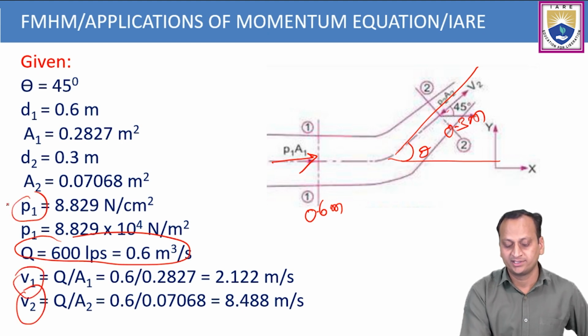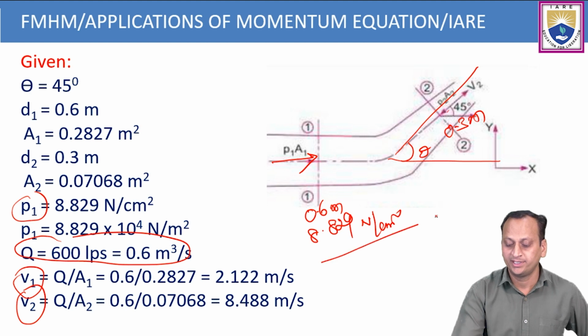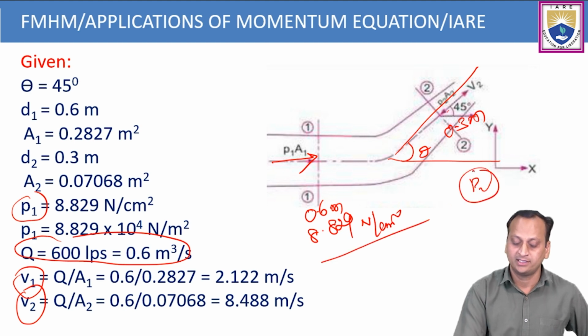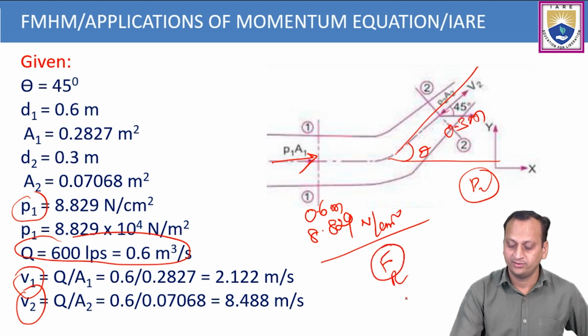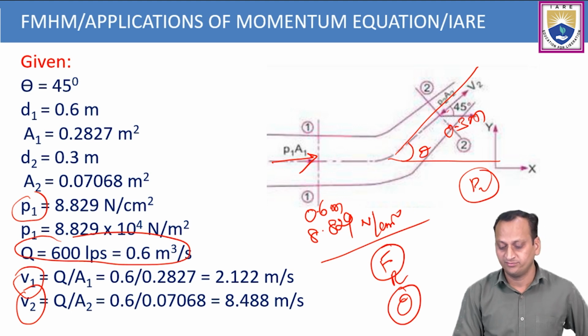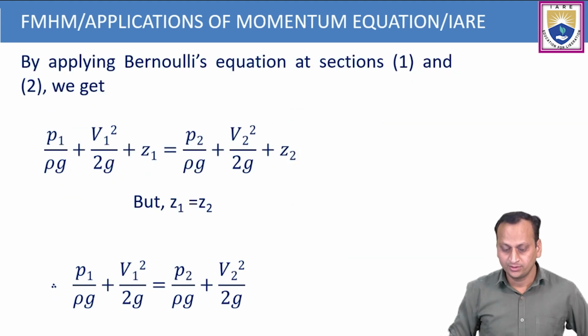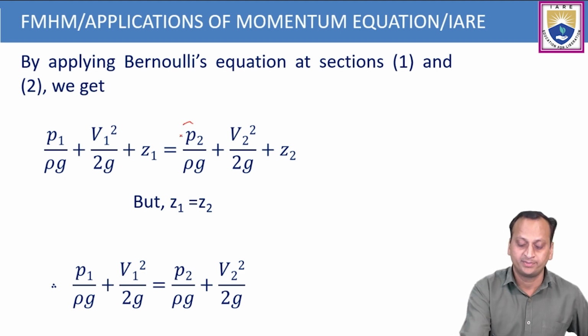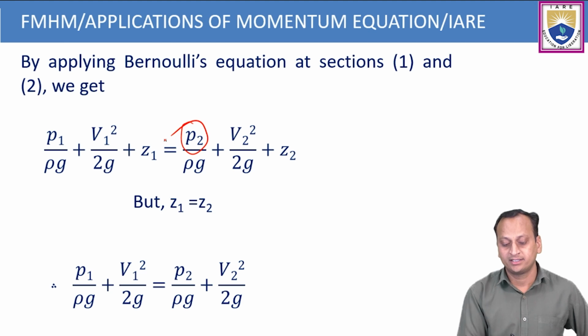One pressure P1 is given, 8.829 Newton per cm square. So this is given, but P2 is unknown. P2 we have to calculate, and we have to calculate the resultant force Fr and the theta. These are the unknown parameters from the given information. So to calculate these parameters, first of all we have to calculate P2.